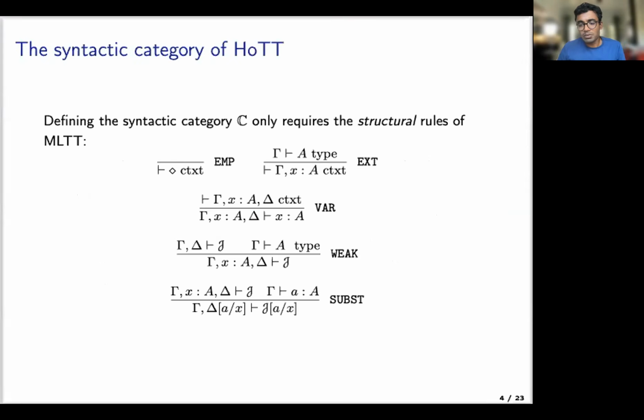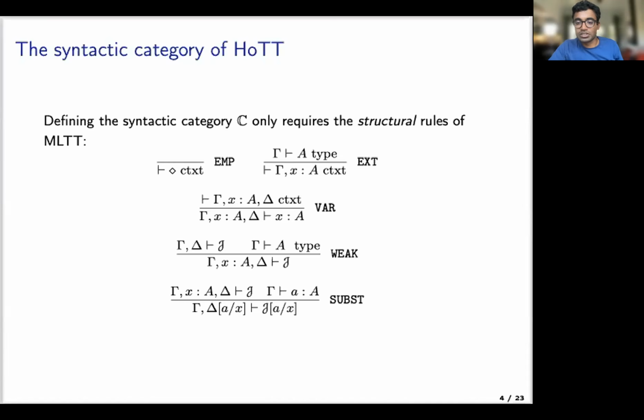Right. So how do we apply that to HoTT? The first construction is that of the syntactic category. Now, the syntactic category of any type theory only requires there to be certain rules that are the structural rules of Martin-Löf type theory. And if you followed the summer school, you recognize these rules.